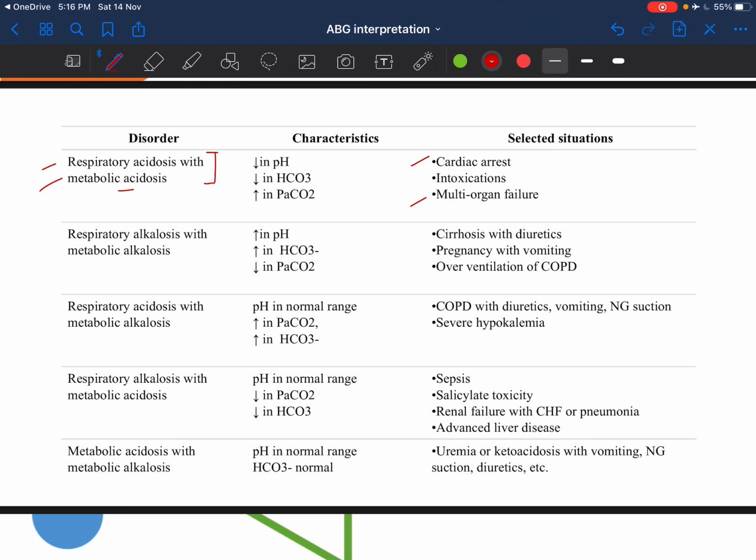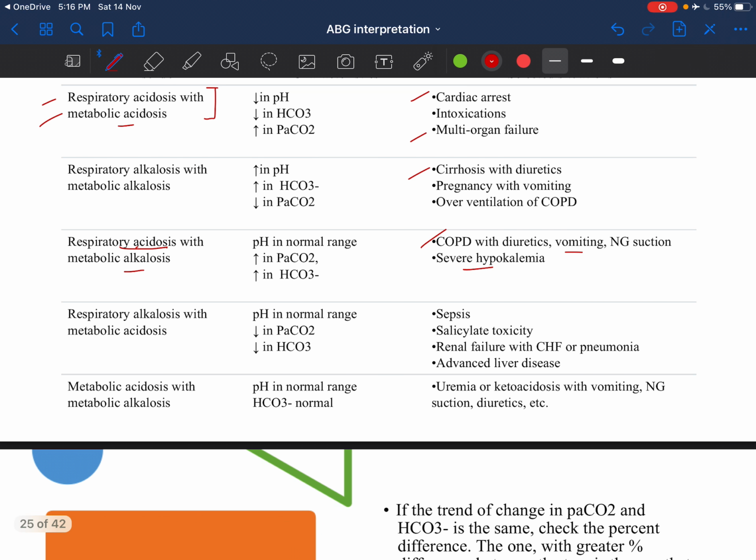Respiratory alkalosis with metabolic alkalosis: a cirrhotic patient on diuretics, a metabolic alkalosis and respiratory acidosis combination. Severe hypokalemia, vomiting, or continuous NG suction which is not required, all of these can cause a combination. This is more common in adults with COPD rather than the pediatric age group. Okay, so these are some of the examples. A metabolic acidosis with respiratory alkalosis, I think this is something that we will commonly see in a patient with sepsis, isn't it so?